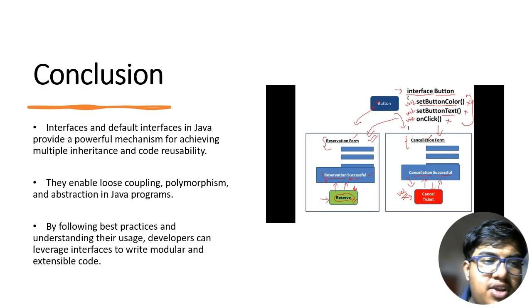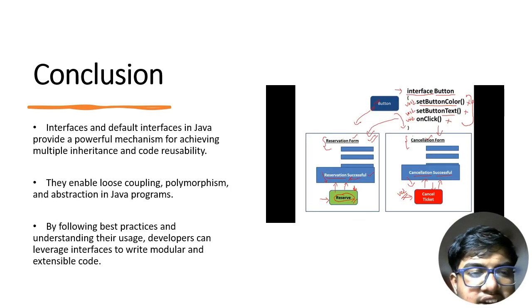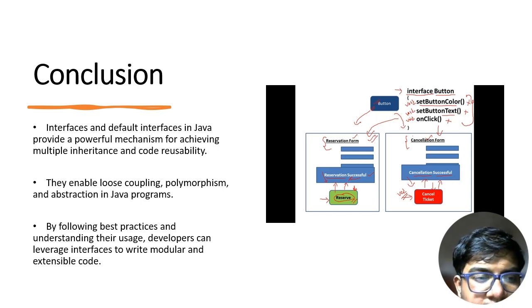So in conclusion, interfaces and default interfaces in Java provide a powerful mechanism for achieving multiple inheritance and code reusability. They enable loose coupling, polymorphism, and abstraction in Java. By following the best practices and understanding the usage, programmers and developers can leverage interfaces to write modular and extensible code. Hope you understood something in my video.